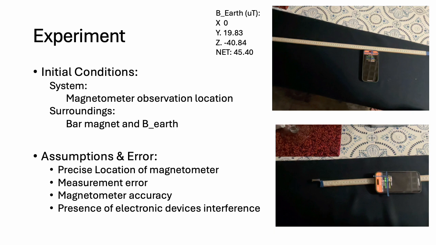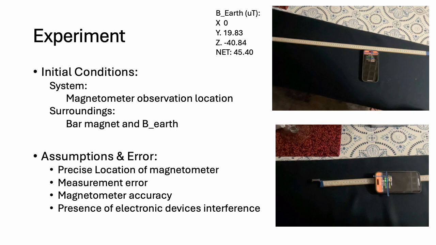For the initial conditions, the system is going to be the magnetometer observation location, which we determine on the phone in both the X and Y axis to see where it is closest to the sensor. The surroundings is the bar magnet and the magnetic field of the Earth.